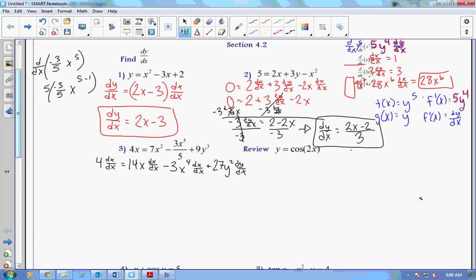You could first go through and drop all the dx dx's, right? And then solve for it. When you think you have it, raise your hand.